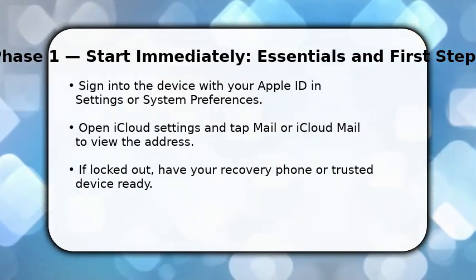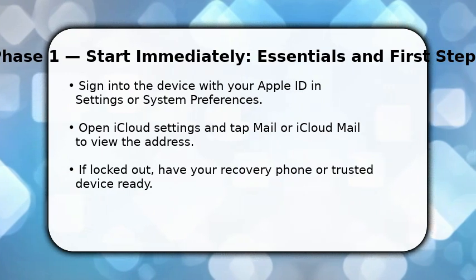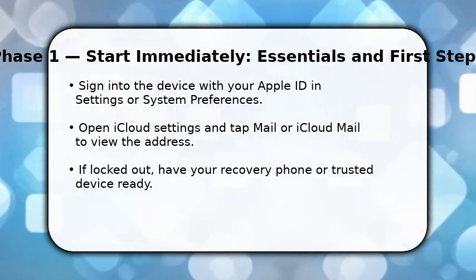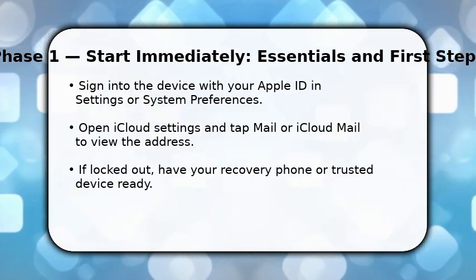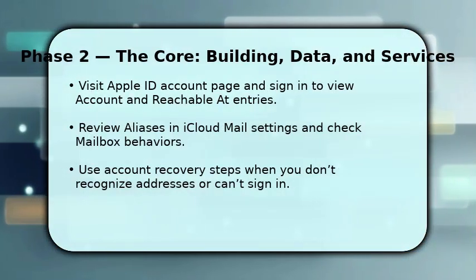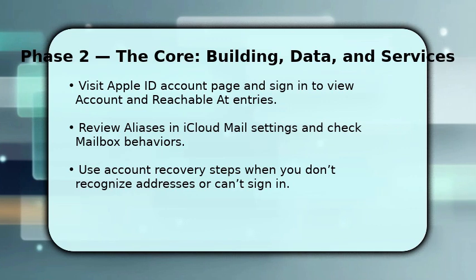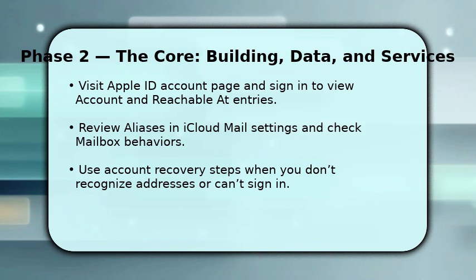Make sure you're using the correct account so you don't confuse aliases with the primary address. Once signed into the Apple ID account area, look at the Account and Reachable At sections to identify the primary iCloud address and any added emails. Then open iCloud.com Mail Settings to inspect aliases. Aliases can appear like separate addresses but route to the same inbox.